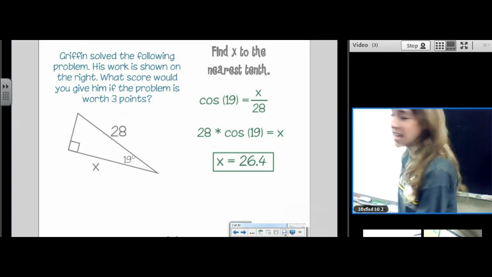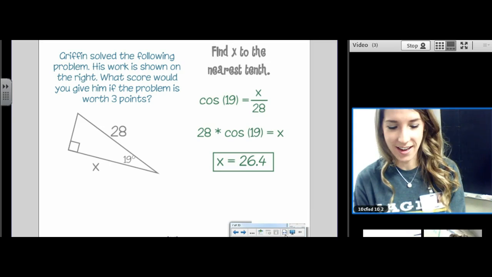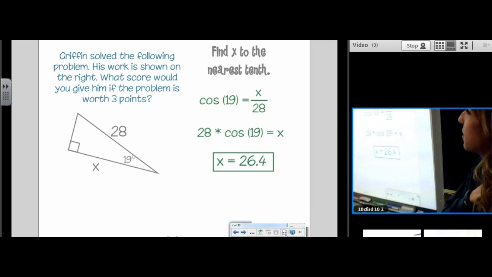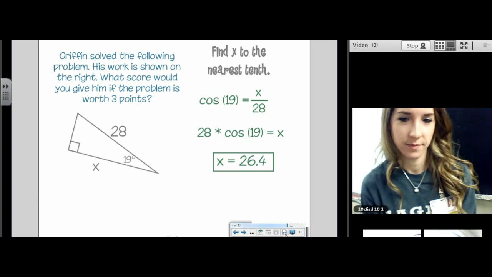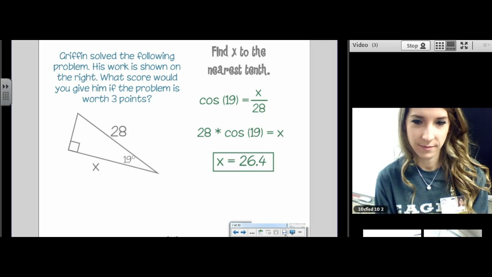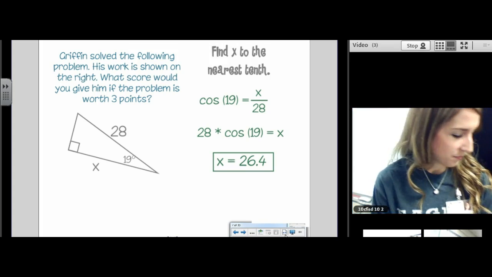This is so funny because I made these problems before I even knew you guys, and I have an Anna and a Griffin. That's funny. Okay. Griffin solved the following problem. His work is shown on the right. What score would you give him if the problem is worth 3 points? Oh, sorry. I have a Griffin later in the day. Sorry.